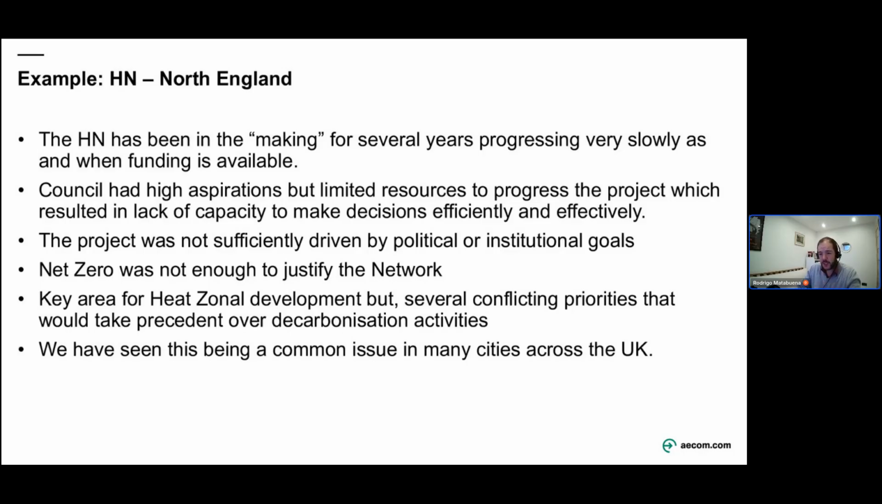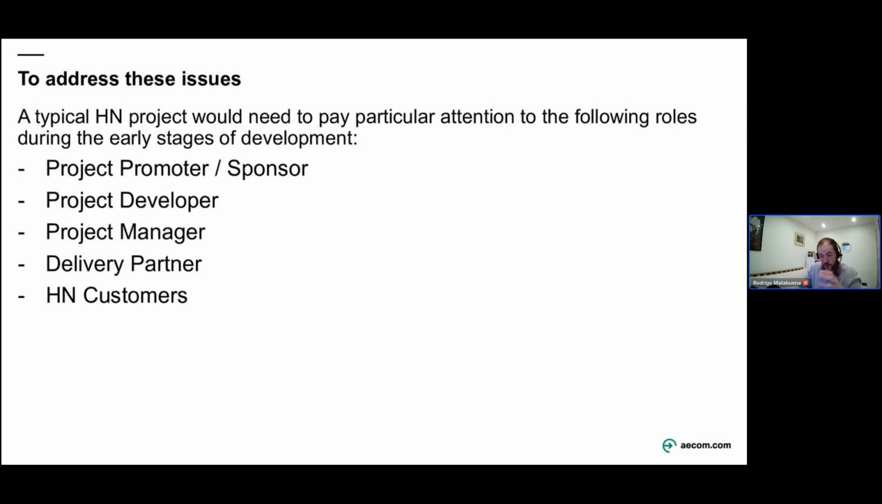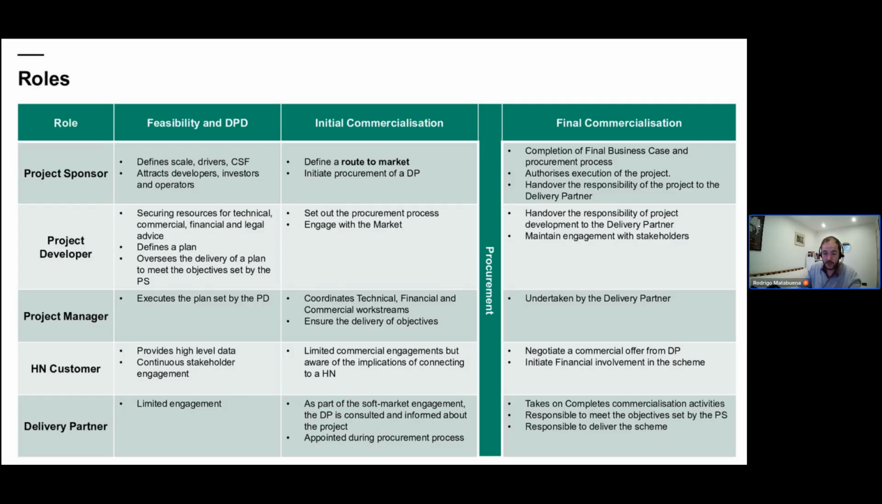So one of the issues we had there is that there was not a very clear definition of the different roles of the people or the parties acting in this project. The ones I'm going to be concentrating on in this talk are these five roles. You can argue there are many more. Absolutely, there are many more roles that interact to develop a heat network project, but specifically, I'm going to be talking about these roles and how they evolve.